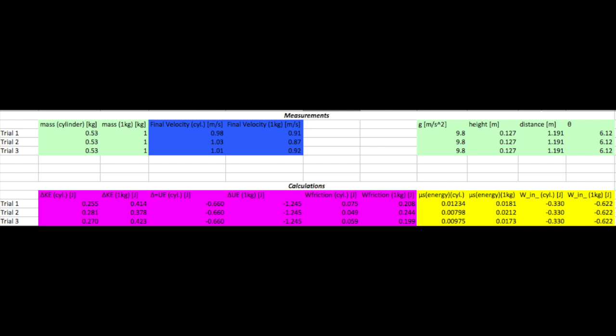Our conclusion about the transfer of energy is that it starts as all potential energy and becomes kinetic energy, and there is work done by friction in between.